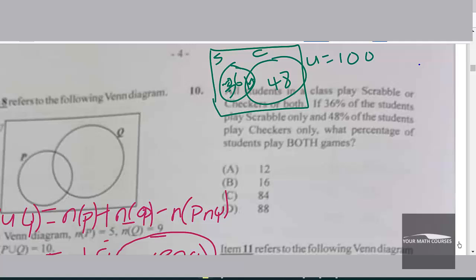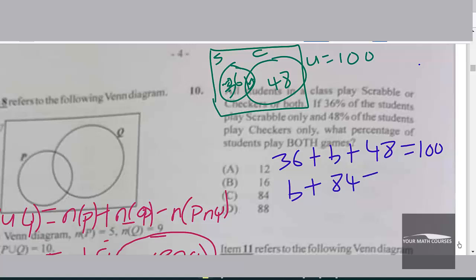We know that when we add all of this, we should get 100. When we add 36 plus those who play both, then plus 48, it should give us 100. So 36 plus 48 will give us 84. So B will be equal to 100 minus 84, and that will be equal to 16. So the correct answer is option B.